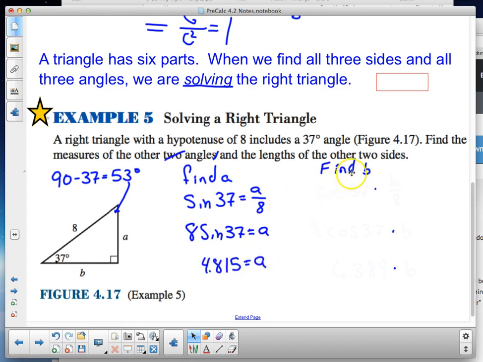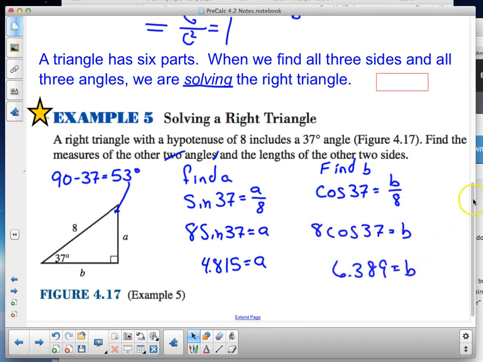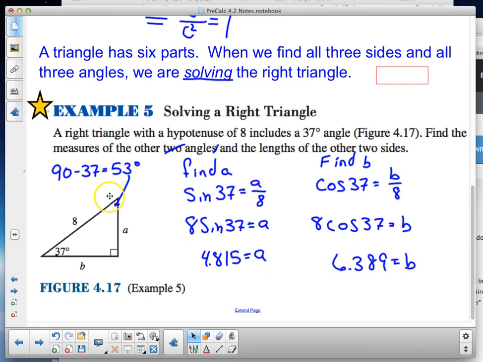Now, finding B, I've got the cosine of 37 is adjacent over hypotenuse. And I'm setting up my ratio this way. This is my adjacent value over my hypotenuse, the same ratio as the cosine of 37, making sure your calculator is in degree mode. Multiplying by 8, it's 8 cosine of 37 equal B, and 6.389 is equal to B. So I have found my angle and my 2 sides.